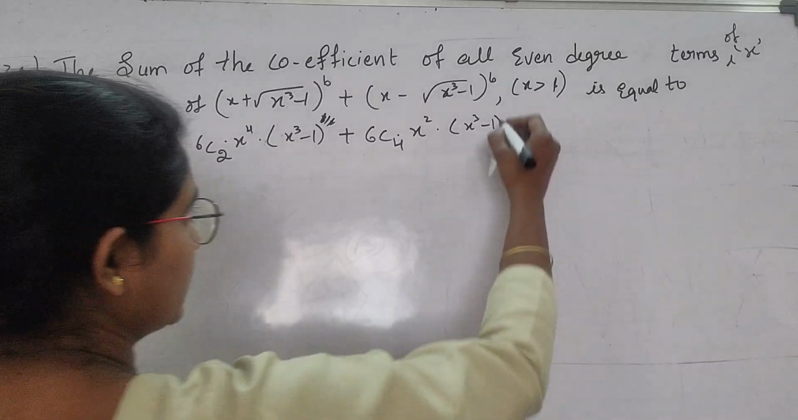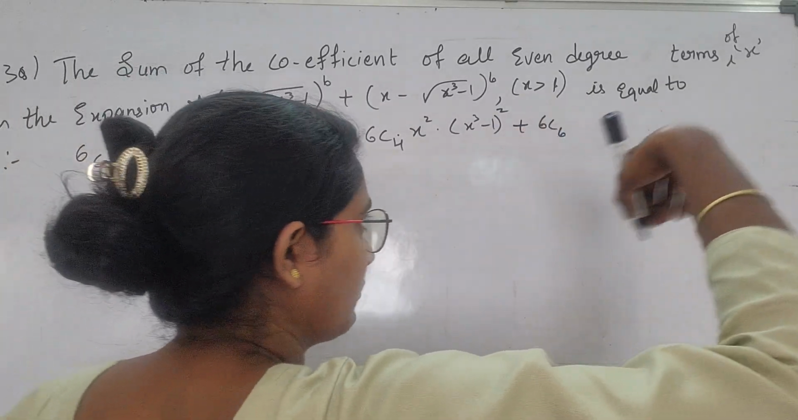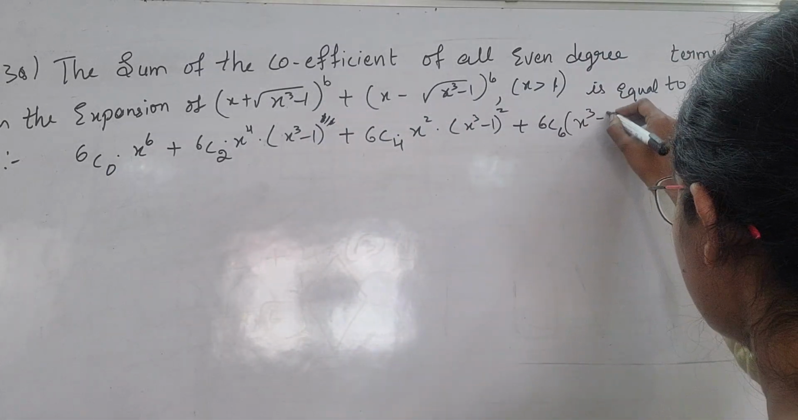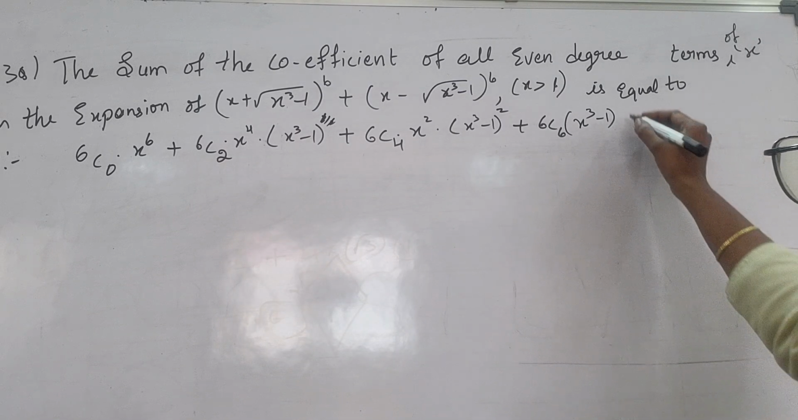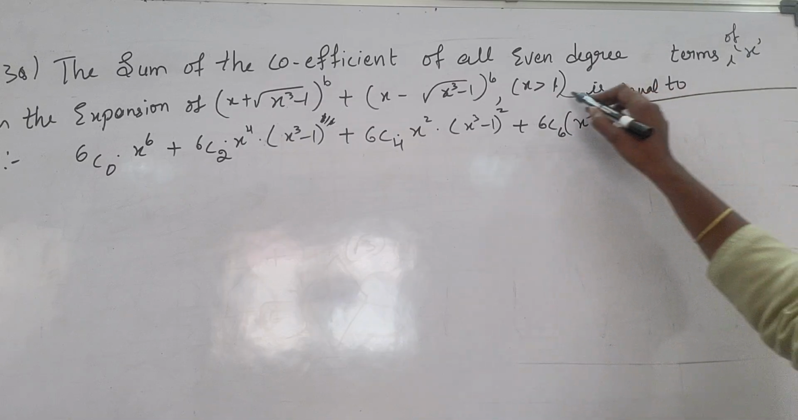4 by 2, it is 2. Then plus 6C6, x square will go off. Then (x cube minus 1) whole power of 6 by 2. So it is 3. This is your expansion part.